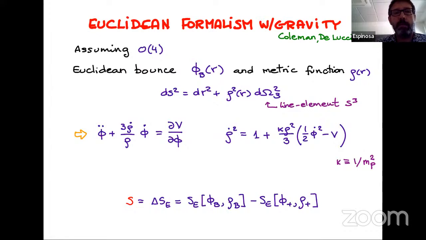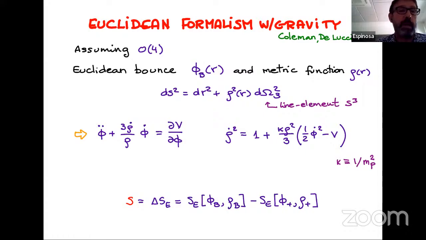So this problem was already solved in the Euclidean way also by Coleman and De Luccia in 1980. Here, things are very similar to what I presented without gravity, but now you have to assume O(4) symmetry. It hasn't been proven that the solution enjoys this symmetry, although it is quite likely that it will be. So people usually assume that this is the case.